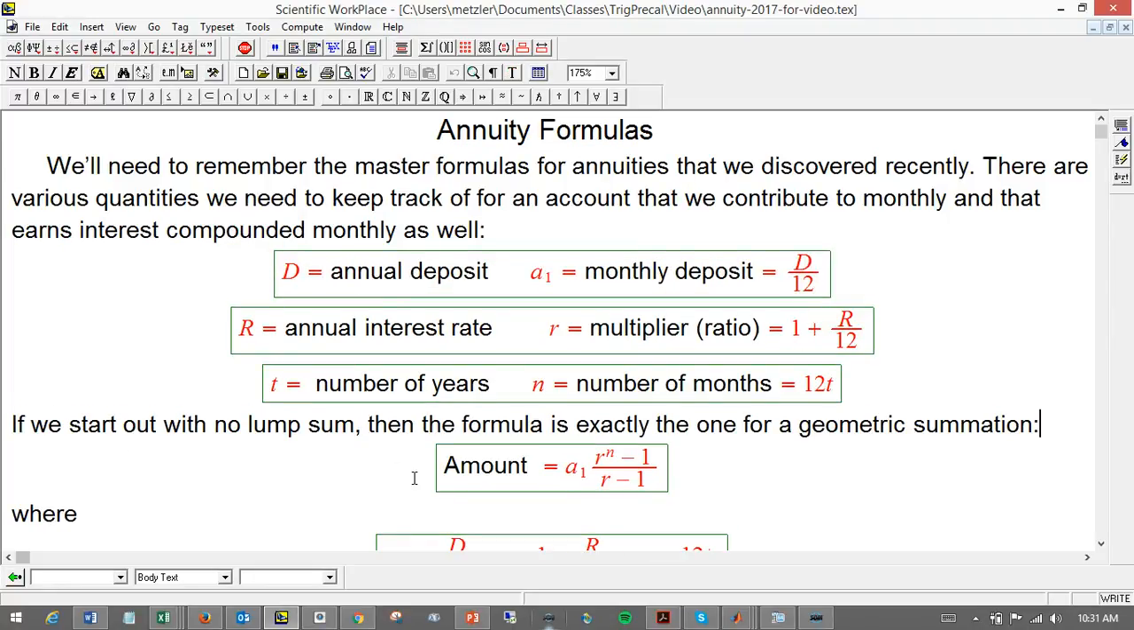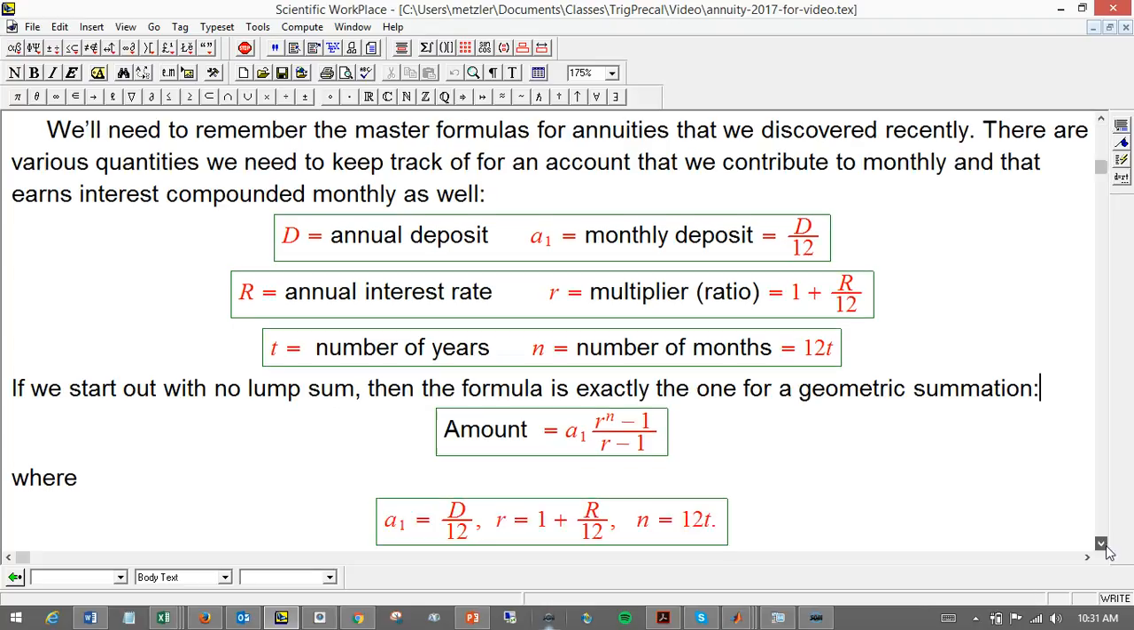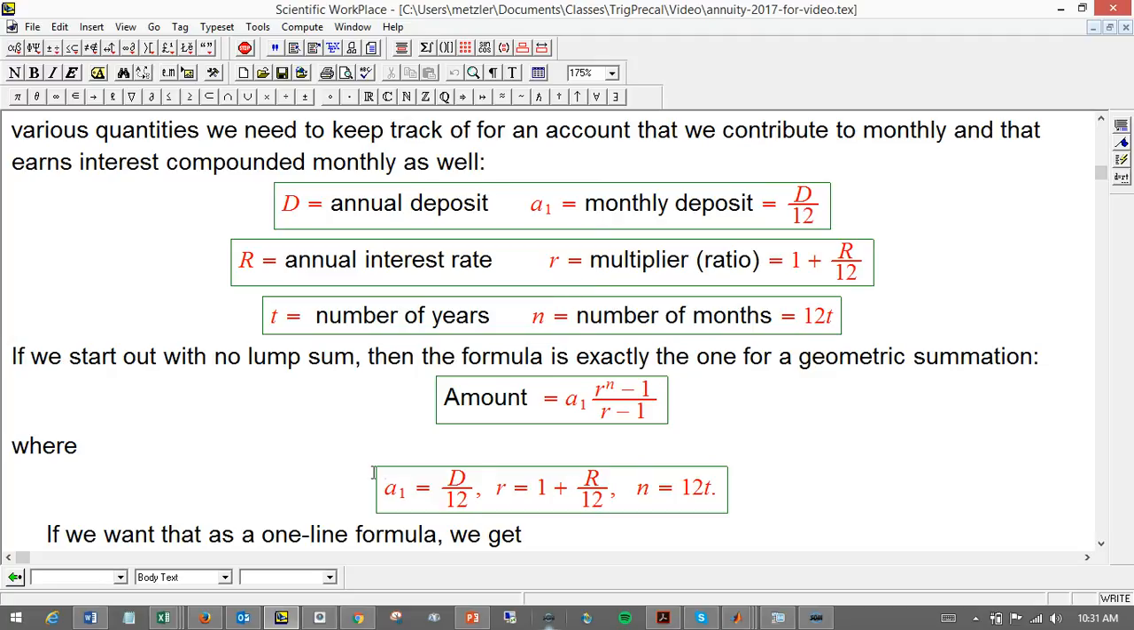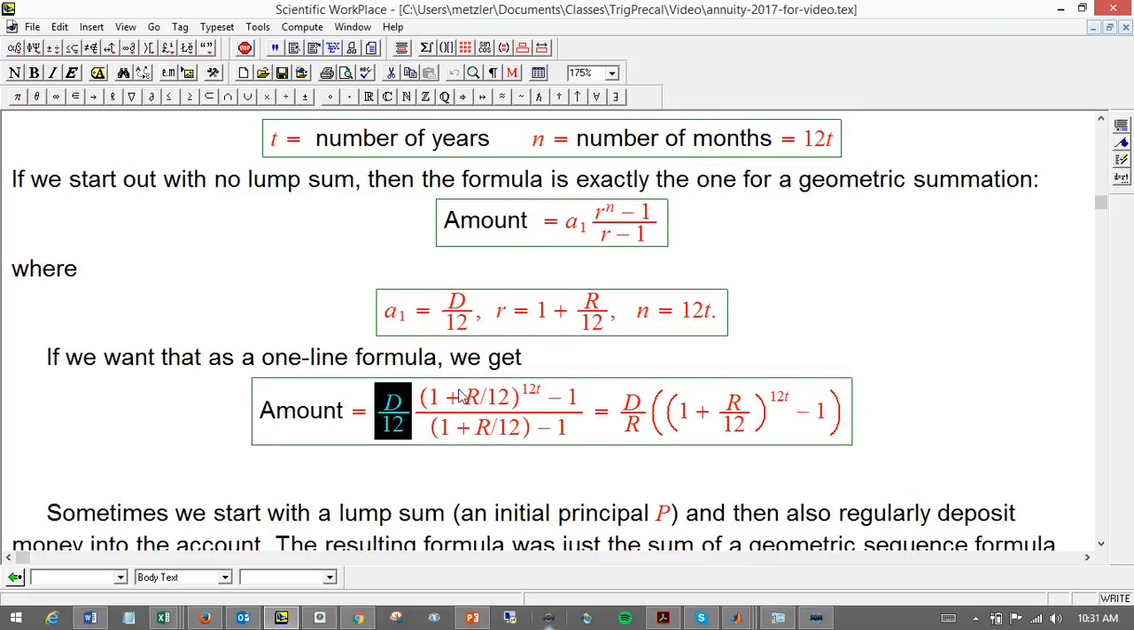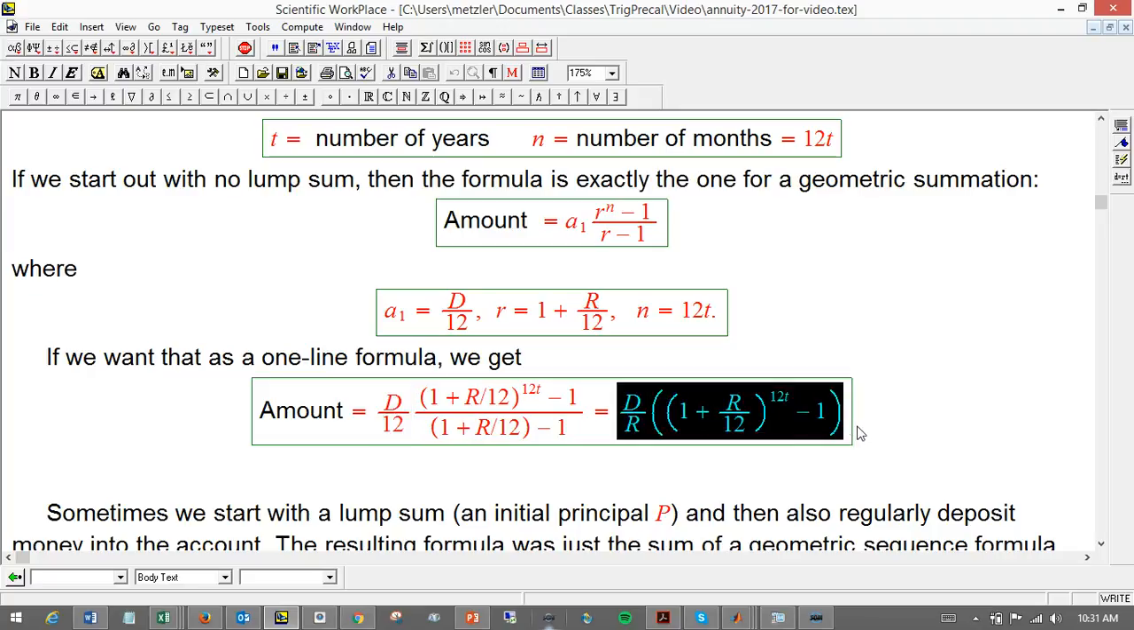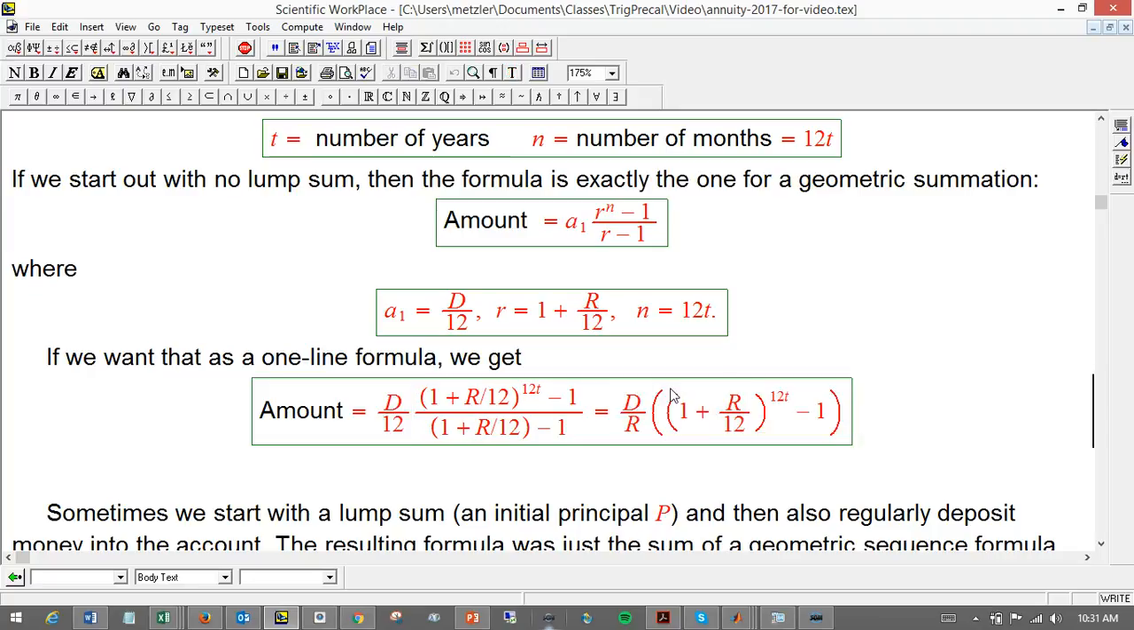Okay, so if we didn't have a lump sum to start with, this is the simplest case of an annuity. This is what we figured out: you can just calculate these three numbers, which I conveniently have again here, and put them into the summation formula for a geometric summation. Pretty nice, okay? Or if you want to combine everything, you put in your D over 12, you put in your 1 plus r over 12, you put in your 12t, a little bit of cancellation happens, and you get this somewhat more streamlined version of the formula in terms of your three crucial numbers: yearly amount of money you contribute, annual interest rate, and number of years t that have gone by.